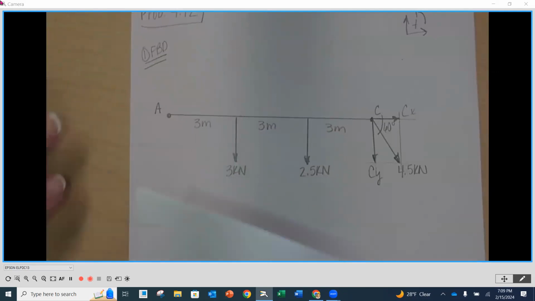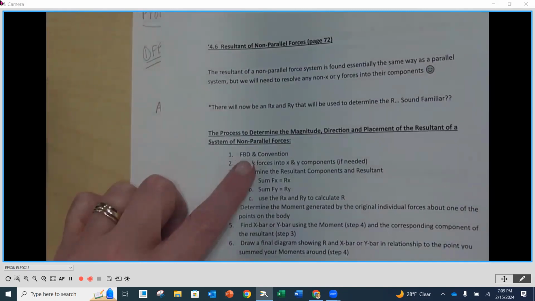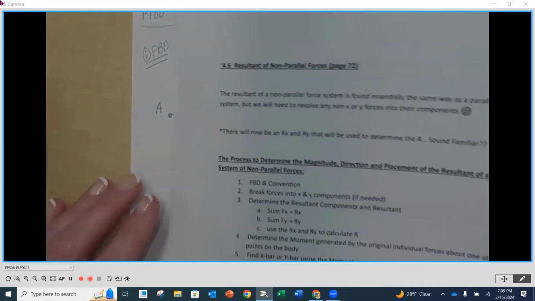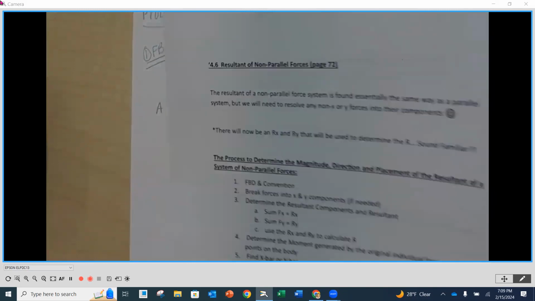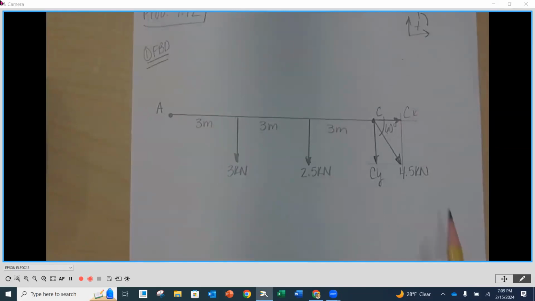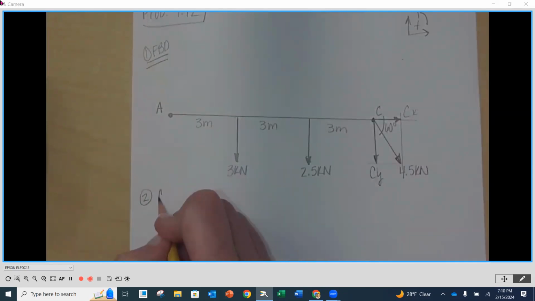So if we go back to page 16 where we had our process, you're going to notice that the first step was free body diagram and convention. So you want to make sure you have both of those on there. And then the second step is going to be break any forces into their X and Y components that aren't found on the X or Y axis. So I just called this CX and CY because this is coming from point C. So with the 60 degrees and the 4.5 kilonewtons, we're going to break those into their components. So that's going to be step number 2. We're going to do those components.